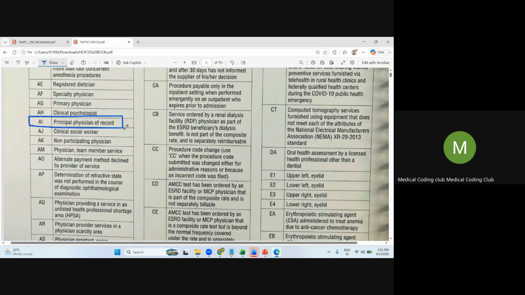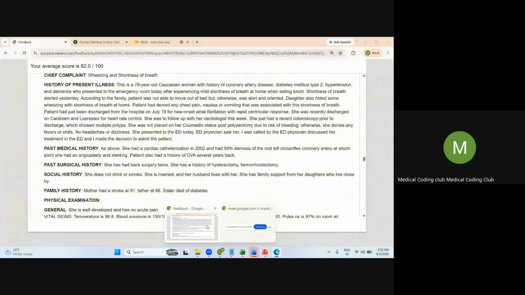I hope you got a little bit of an idea. I maybe explained too quickly, but this is how you will recognize the usage of the AI modifier. And particularly it applies for Medicare beneficiaries. So, yeah, that's all.